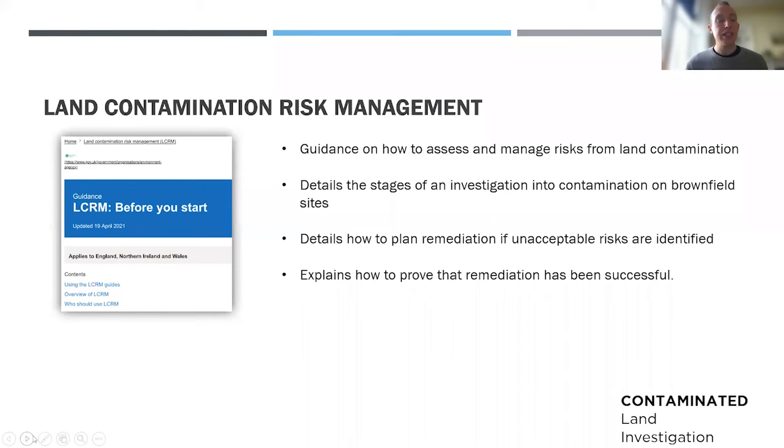It says that investigations should be carried out in 3 phases. They have stage 1, stage 2, and stage 3. And as we'll see in the next section, we have phase 1, 2, and 3 reports, but they don't quite line up with the LCRM stages. The guidance also details how to plan remediation if unacceptable risks are identified, and how to prove that any remediation work has been a success.